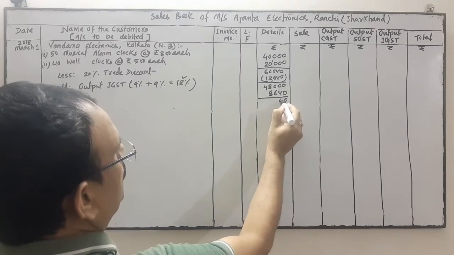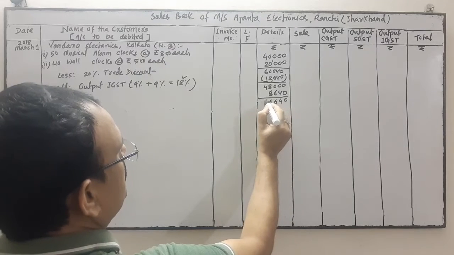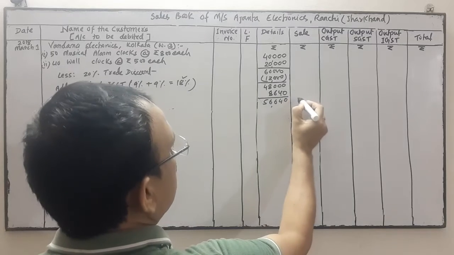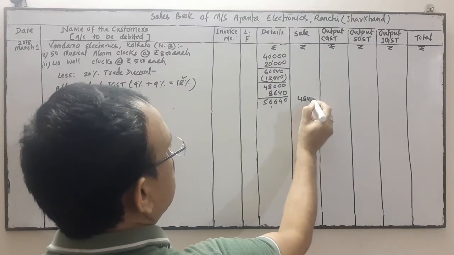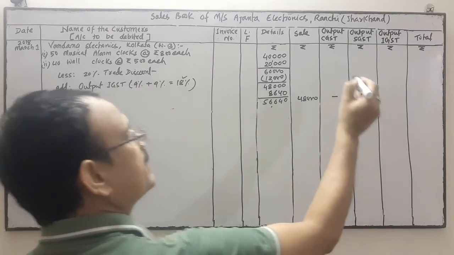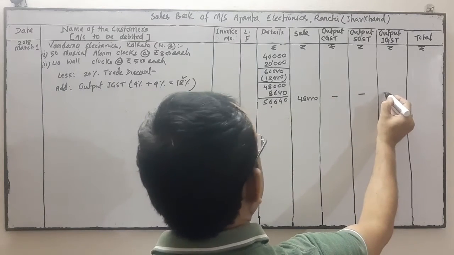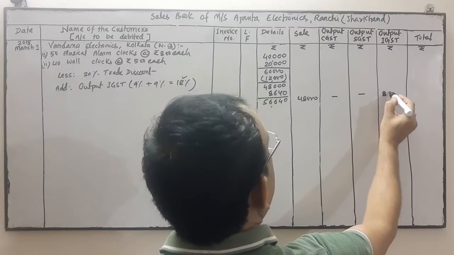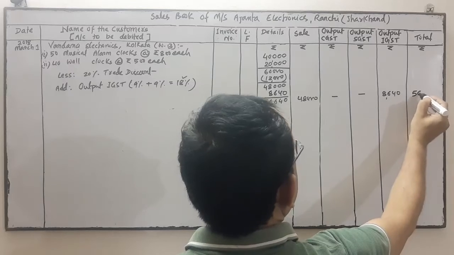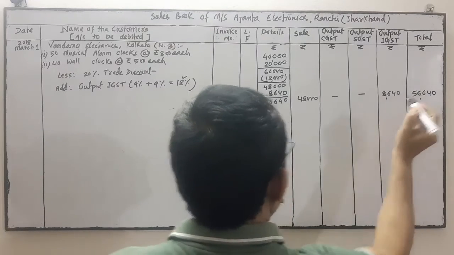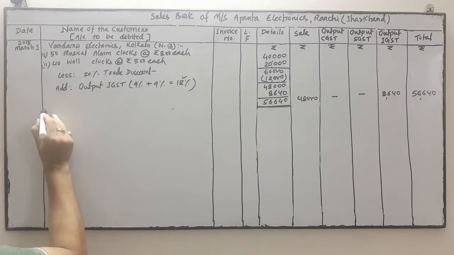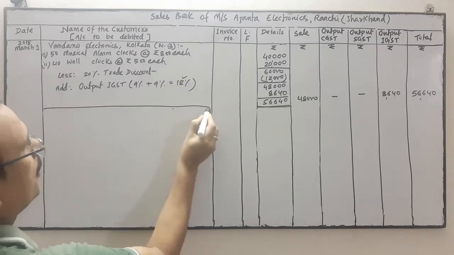So the total is 56,640. We will write 48,000 in the sales column. There is no output CGST or output SGST, but here the output integrated IGST is 8,640. So the total is 56,640. This transaction is completed, that's why I have blocked it.